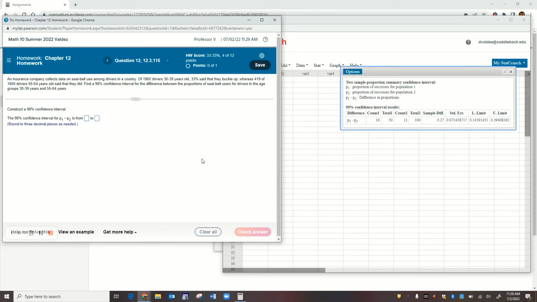Question 12 is just a confidence interval. You guys should be ready to go, no problems. And that actually wraps up chapter 12. So stay tuned. We're going to jump into the chi-square distribution and goodness of fit test in chapter 13.